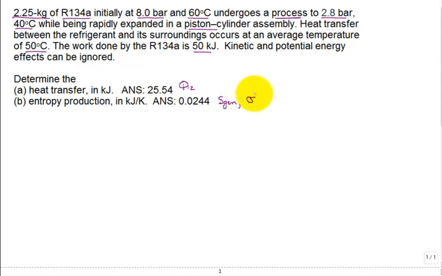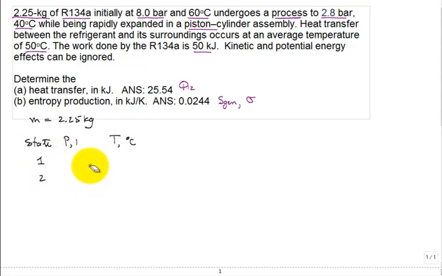All right, so let's go ahead and think about organizing the information given. So we'll have a mass of 2.25 kilograms. I like to put any property data in a little table. So we'll put pressure, I like to put kilopascal, but it doesn't matter, you can put bar, and degrees C, and then we'll say what state we're at, state 1 and then state 2. Let's leave it in bar, really there's no advantage here. It's 8 bar and 60 degrees C, and 2.8 bar and 40 degrees C.